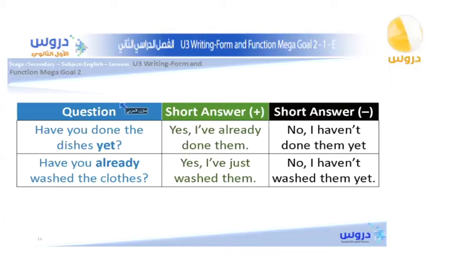For example, a question: have you done the dishes yet? It means did you finish them recently. So an affirmative answer would be yes, I have already done them, or no, I haven't done them yet. Okay. And the second question, have you already washed the clothes? We can say yes, I have just washed them, or I haven't washed them yet.